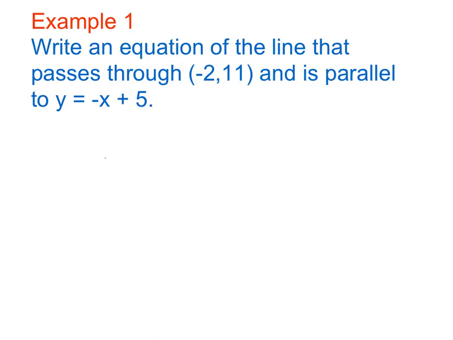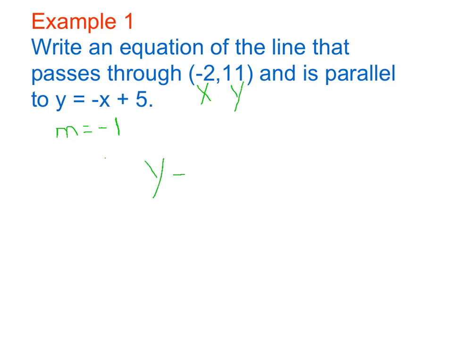Alright, here in this first example, we're asked to write an equation of the line that passes through the point negative 2, 11, and is parallel to the equation y equals negative x plus 5. Well, if we look at the equation y equals negative x plus 5, the slope is going to be negative 1. And so that means when we write the equation of the line that's parallel to that, it's going to have the same slope of negative 1. But we want to go through the point negative 2, 11. So this is going to be an x value, negative 2, and the 11 is going to be a y value.